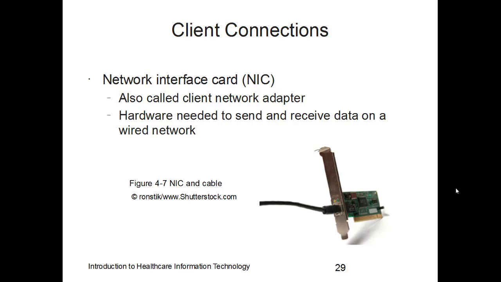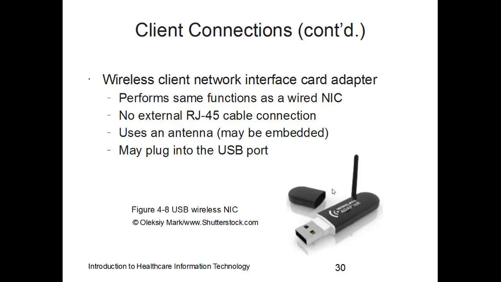In this image here you see what you would see on the back of the desktop case, and the network plug that would go into the jack here. And this is the actual NIC card itself that would be mounted to the motherboard. You can also use a wireless client network interface card adapter. It performs the same function as the wired NIC card, but there is no external RJ45 cable connection. And this uses an antenna, which may or may not be embedded into the adapter itself, and it may plug into a USB port directly.